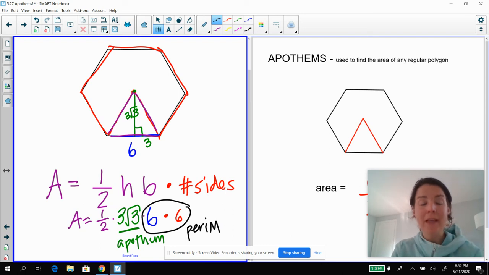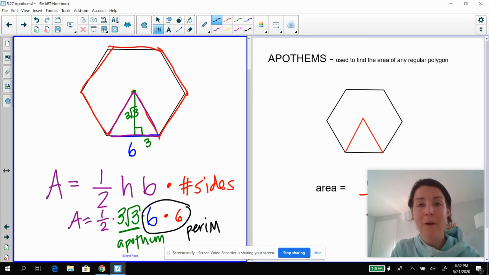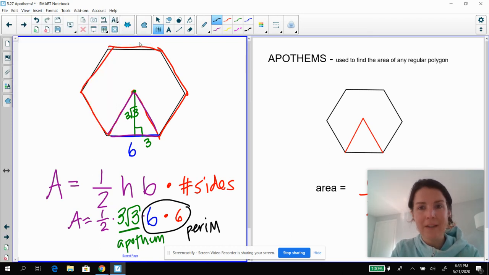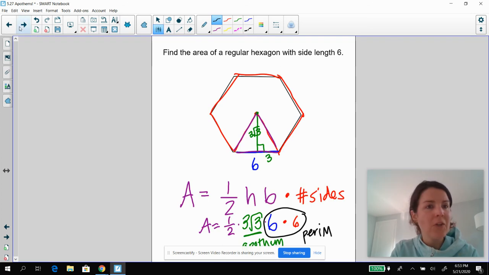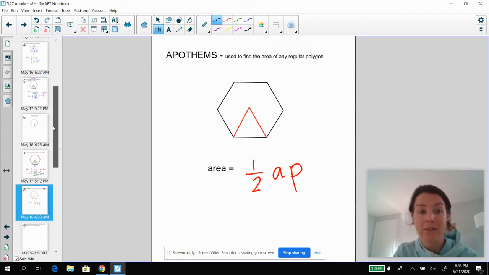So as opposed to being like, okay, I'm going to drop the 2, and then I'm going to find this, and then I'm going to multiply it. Instead, you can just do 1/2 the apothem times the perimeter. So make sure that you have this written down. All right. Woo, there we go. So 1/2 the apothem times the perimeter. That is the formula that is going to help us.